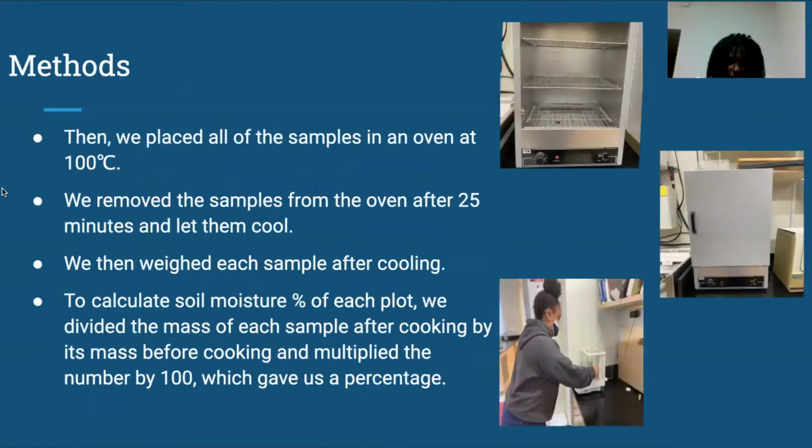So we had to cook the soil. We placed it in an oven at 100 degrees Celsius. We removed it after 25 minutes and let it cool. We weighed each sample after cooking, and in order to calculate the soil moisture percentage of each plot, we had to divide the mass of each sample after cooking by its mass before the cooking, and multiply that number by 100, which gave us the percentage. And we had to subtract the weight of the glass container that the soil was placed in.